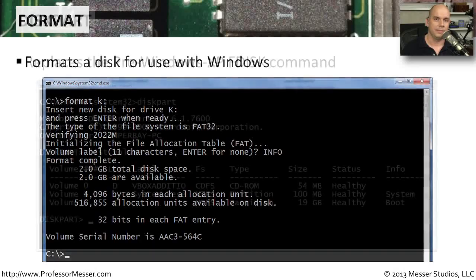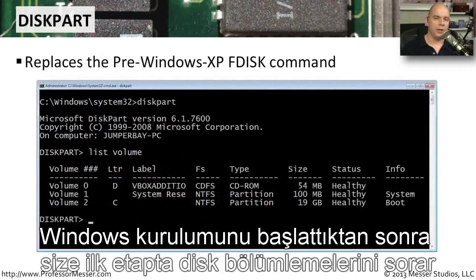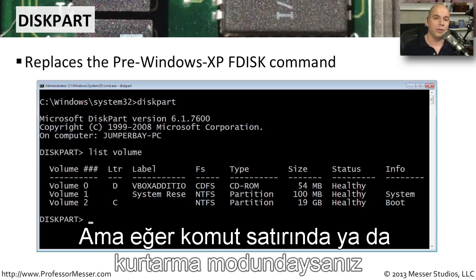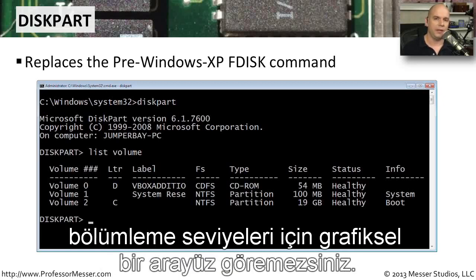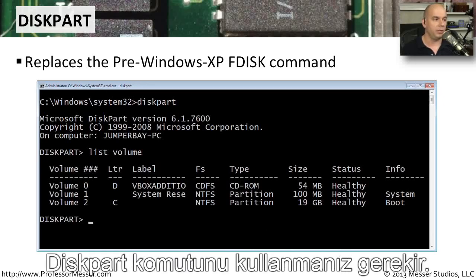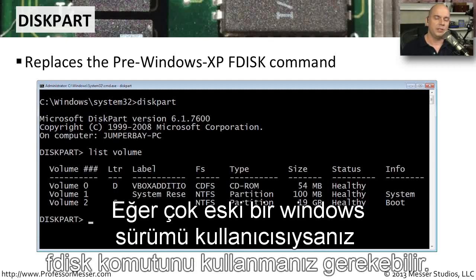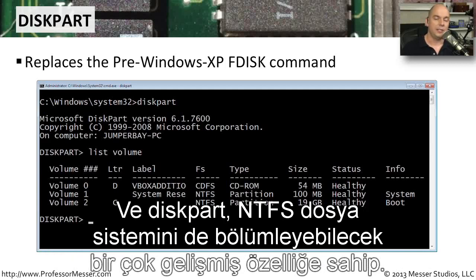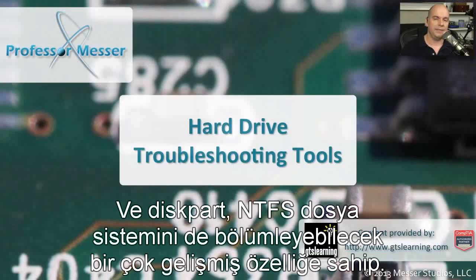When you're running the Windows setup, you may recall at the very beginning of that process, it asks you to partition information and tell the system where you'd like to install the operating system. But if you're at the command line or a recovery prompt, you obviously don't have that graphical front end. To be able to perform partition level commands, you'll want to use the command diskpart. If you're accustomed to some very old versions of Windows, you may recall the fdisk command. That fdisk command has been replaced with diskpart, and diskpart has a number of advanced features that allow you to do partitioning of the NTFS file system.